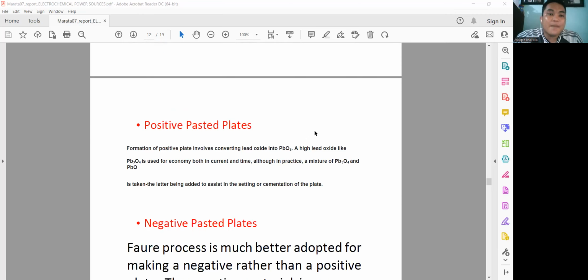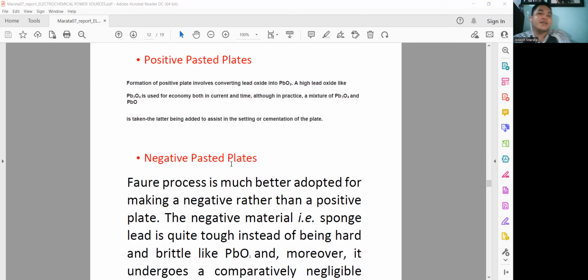The next subtopic is the positive pasted plates. Formation of positive plates involves converting lead oxide into PbO2. A high lead oxide requires less current and time, so Pb3O4, the lead tetroxide, is used for economy both in current and time, although in practice a mixture of lead tetroxide and litharge is taken, the latter being added to assist the setting or cementation of the plate.